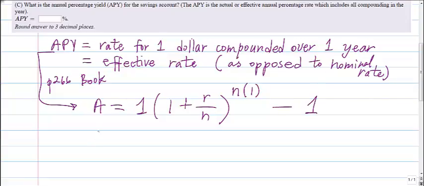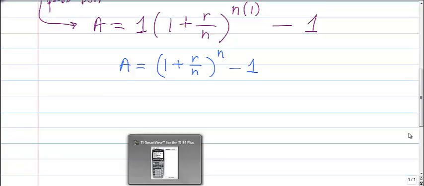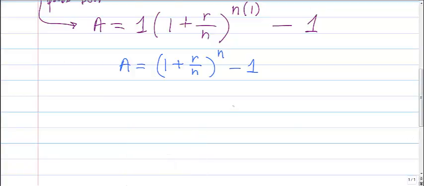So let me write this as 1 plus R over N to the N, minus 1, where N is the number of compoundings. That's the notation I use in my videos and the book uses. If you're using the notation in MyOpenMath, they use K for the number of compoundings. So that would be 1 plus R over K to the KT, where T is 1, and then you're going to subtract 1 from that.